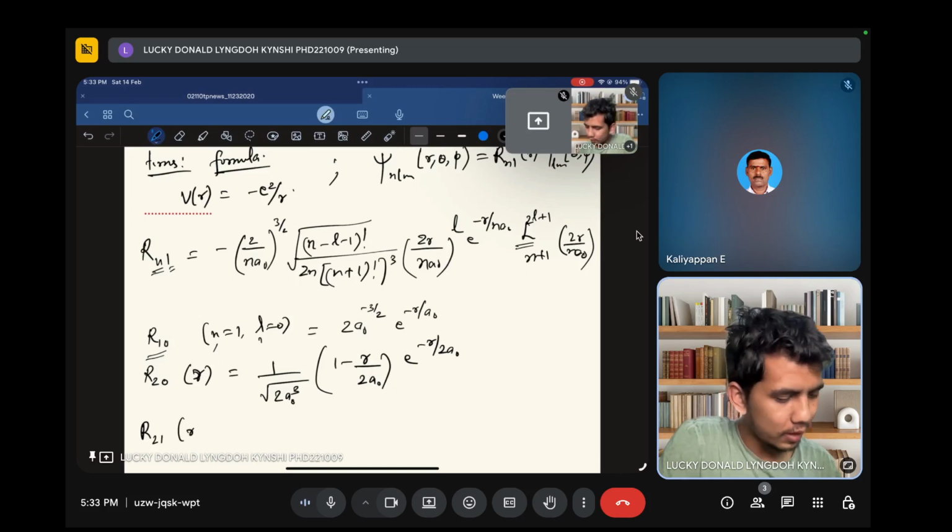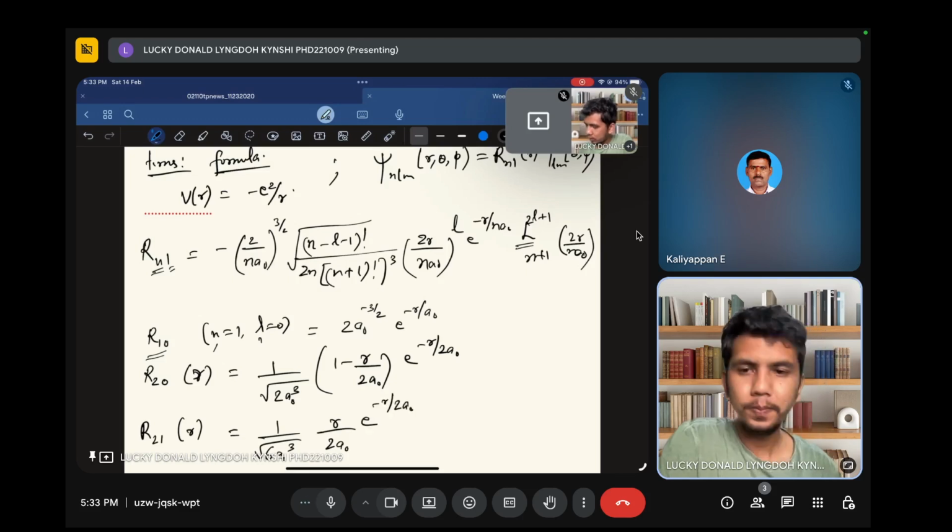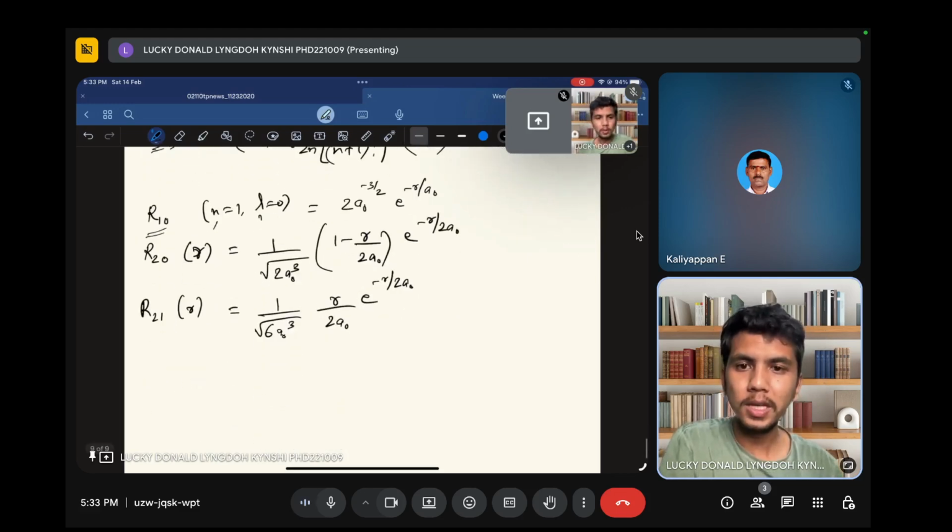They are different states, which is given by the root over 4 by 6a naught cubed r divided by 2a naught e to the power minus of r by 2a naught. Okay, so this we will be using in the problems. Okay, in those numerical problems.